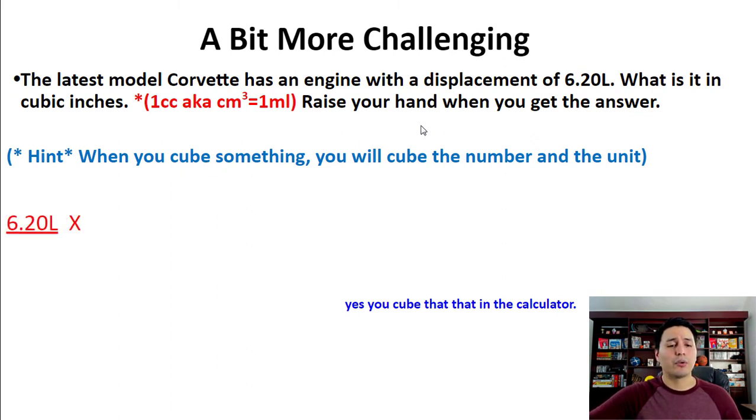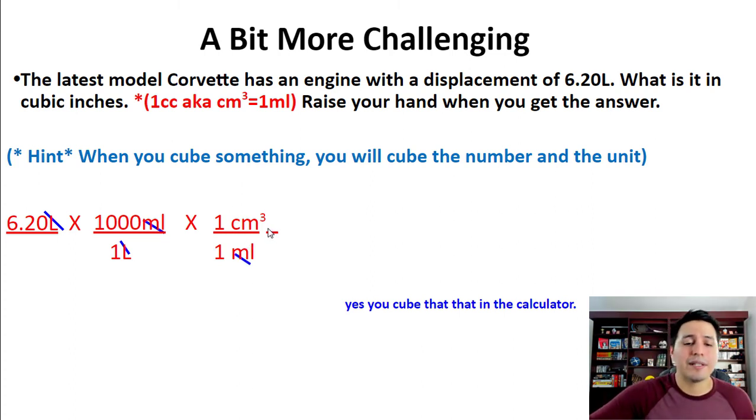So let's go ahead and solve this problem. In order to solve this, we're going to start off with our starting point at 6.20 liters. Now, we want to first convert liters to milliliters using that metric system chart from before. So in this case, we know that 1 liter is equal to 1,000 milliliters. Liters will then get rid of liters. Our current answer is in milliliters. So then we want to take our conversion from here, and we're going to convert from milliliters to centimeters cubed. So we're going to write 1 milliliter is equal to 1 centimeter cubed. And milliliters will get rid of milliliters, and now our current answer is going to be in centimeters cubed.